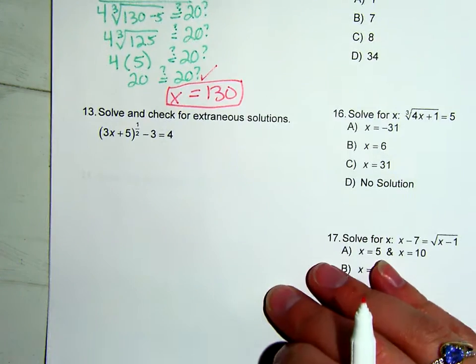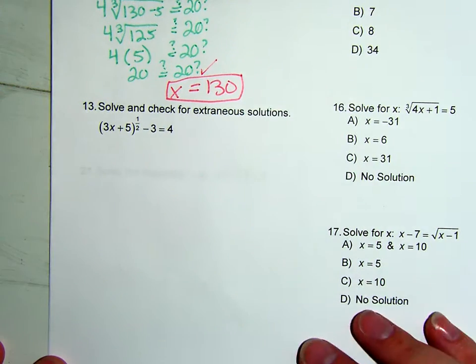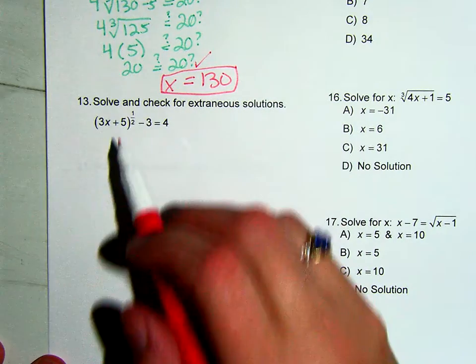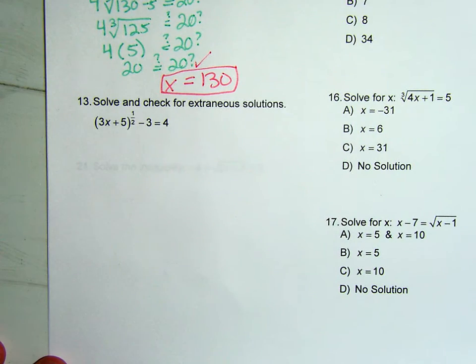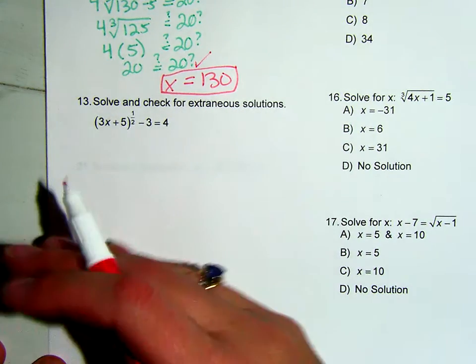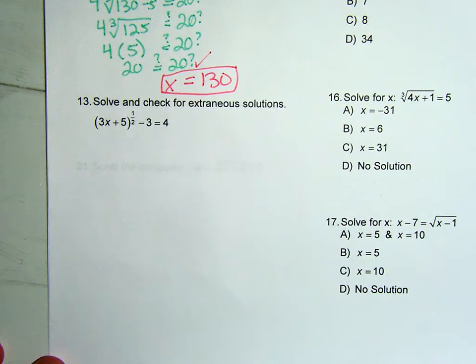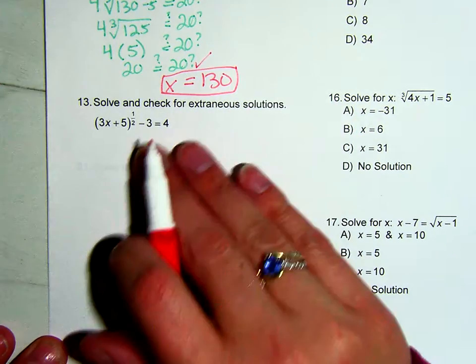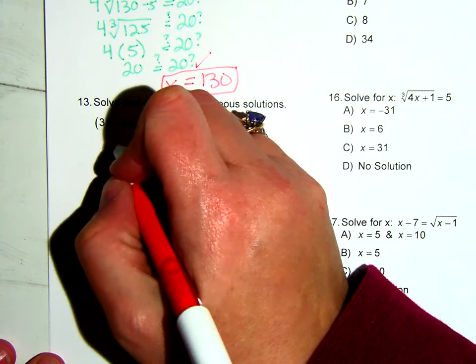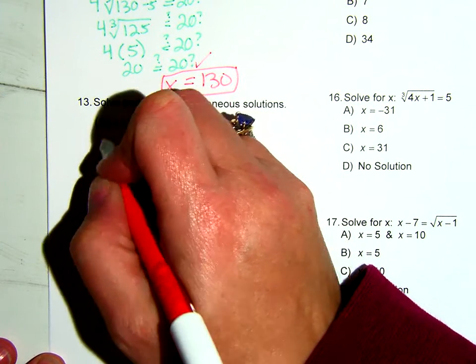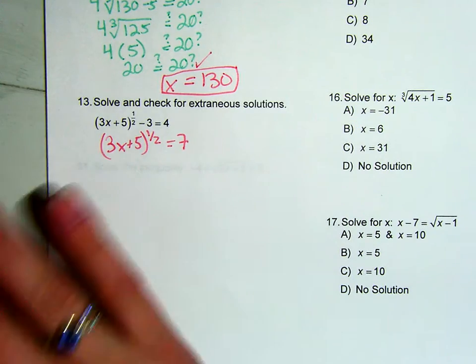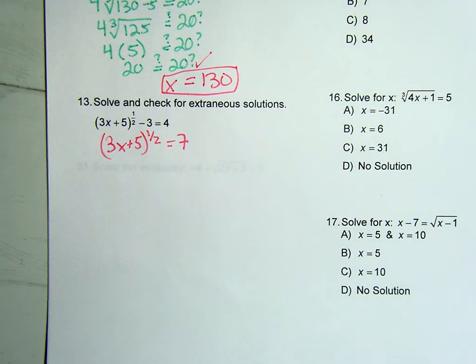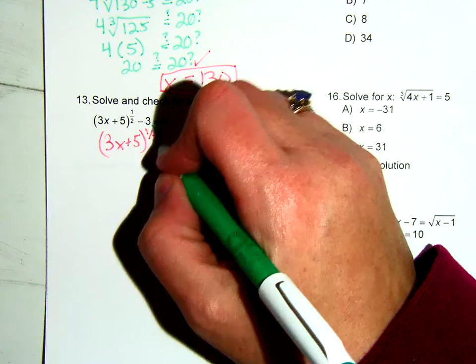Number 13. We have to, again, isolate the root, remembering anything to the 1/2 or a fraction is a root. So this still works the same way we were working the previous problem, number 12. So move the 3 to the other side. We get 3x plus 5 to the 1/2 equals 7. To get rid of a power of a half, we square it.